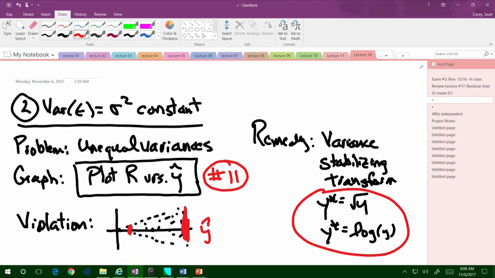Now, you don't have to tell me which transformation to use. Just say that if this occurred, you would have to make a variance stabilizing transformation on y. That's how you fix the problem, but you don't carry that out. All right, let's go to the third assumption.